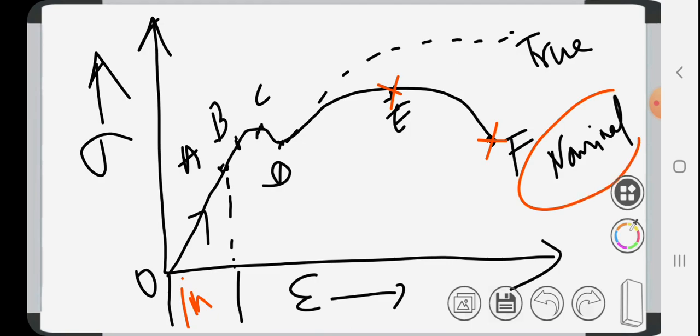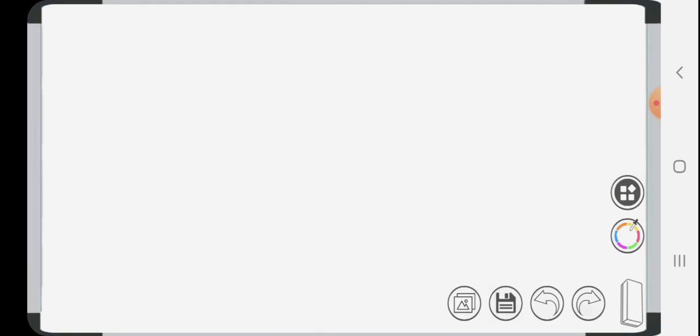So students, I have shown two types of graph here. The first one is nominal and the second one is true. What is the difference between nominal and true? Nominal and true stress strain diagram. This is the true stress strain diagram. This is nominal. Okay, I will show the difference.